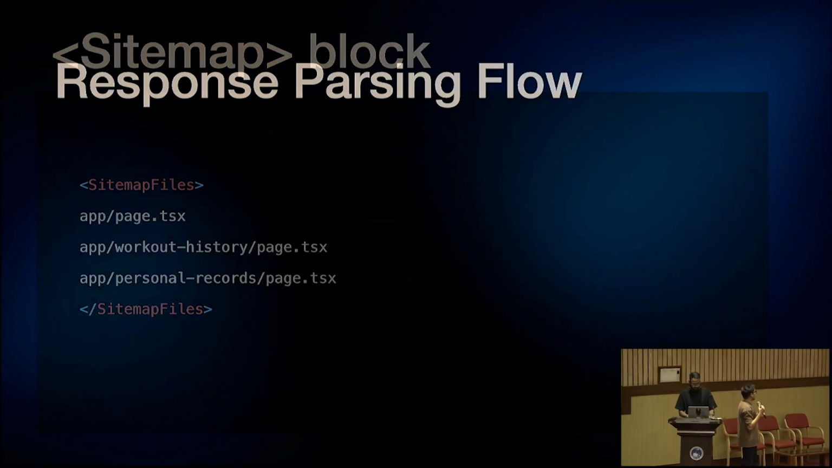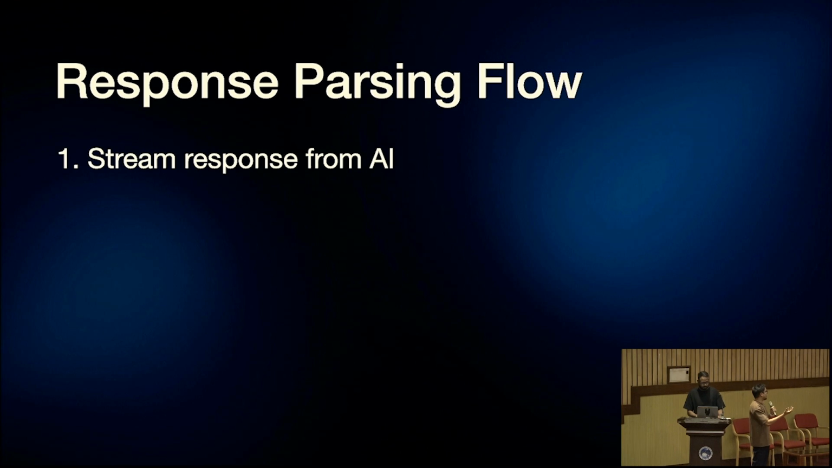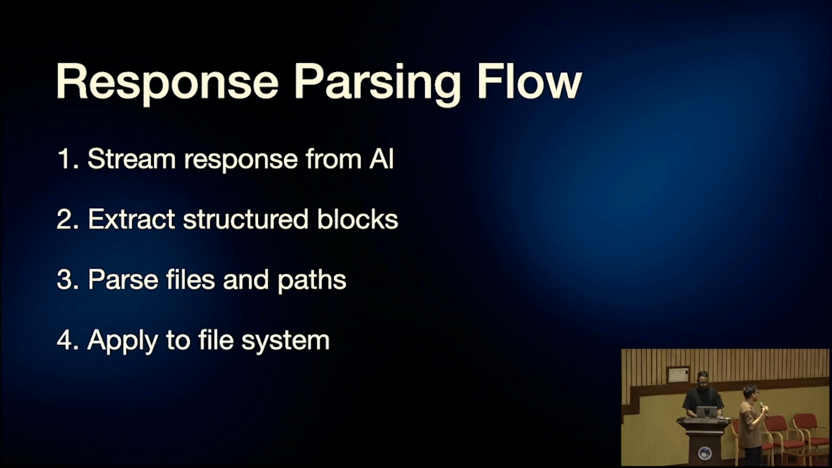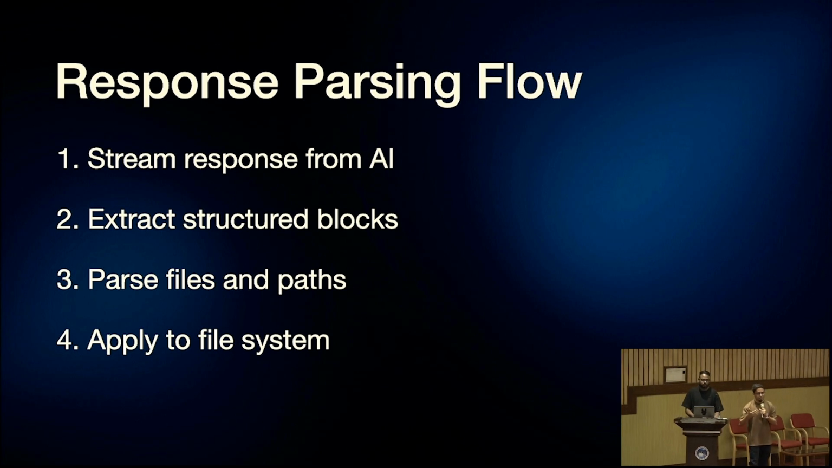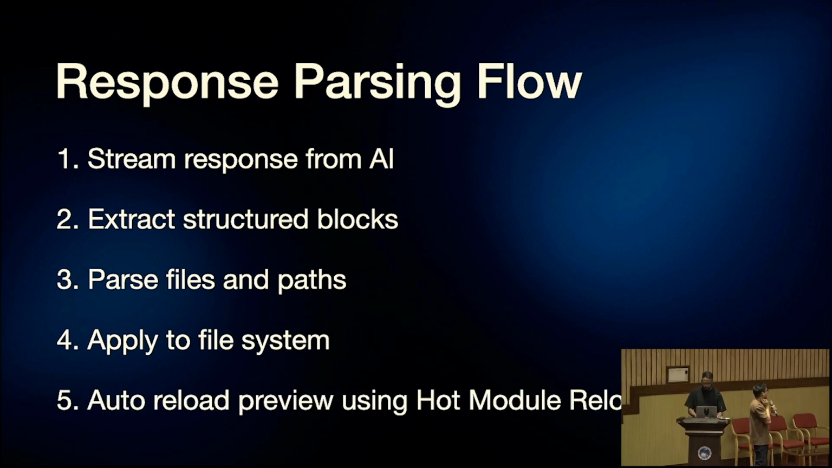Great. And the response parsing flow, we take these blocks from the stream response from AI, extract those blocks, and then parse all the files. Say if it is a code project, parse all the files and paths, and then apply to file system. And as we apply to file system, since this is a Next.js project, it automatically re-renders, and you see the whole thing re-render inside your app. That's the fifth step.